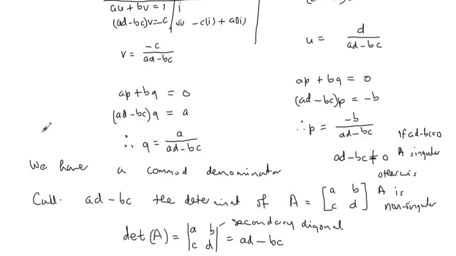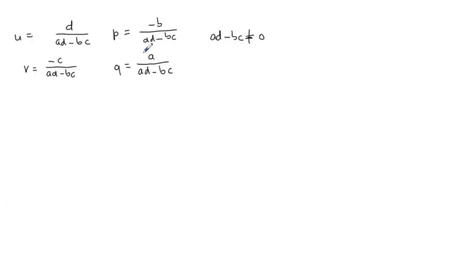So the simplest thing we can do now is organize and see what our inverse looks like in terms of the given matrix. These are our results from our calculations. Where did we start from? We started from A equals A, B, C, D. And we said, let's say A inverse is equal to U, V, P, Q.